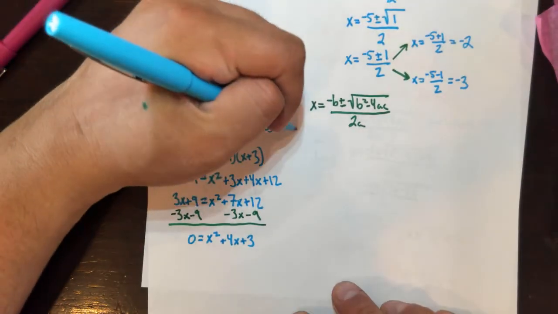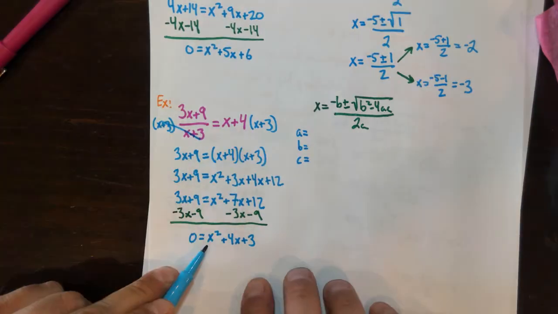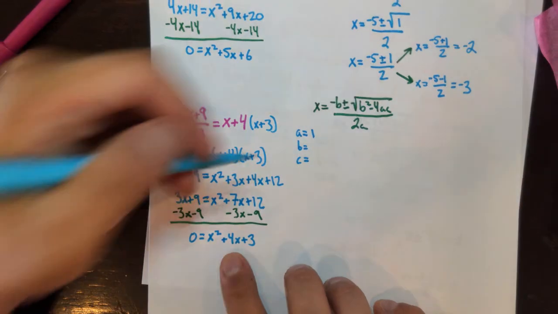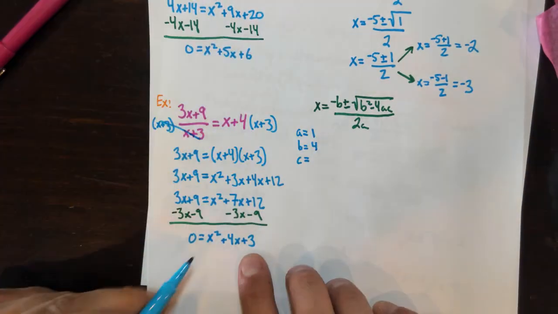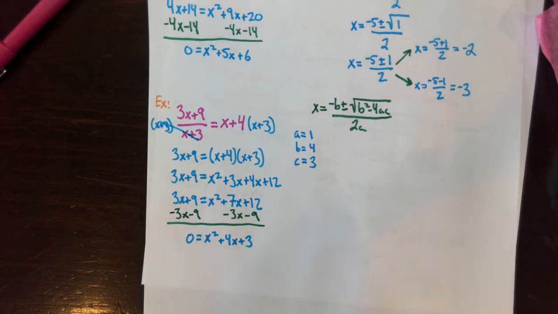So let's define our a, b, and c. A is the coefficient of the x squared term, that's going to be 1. B is the coefficient of the x term, that's going to be 4. And C is our constant, so that's going to be 3. And now let's go ahead and plug it in.